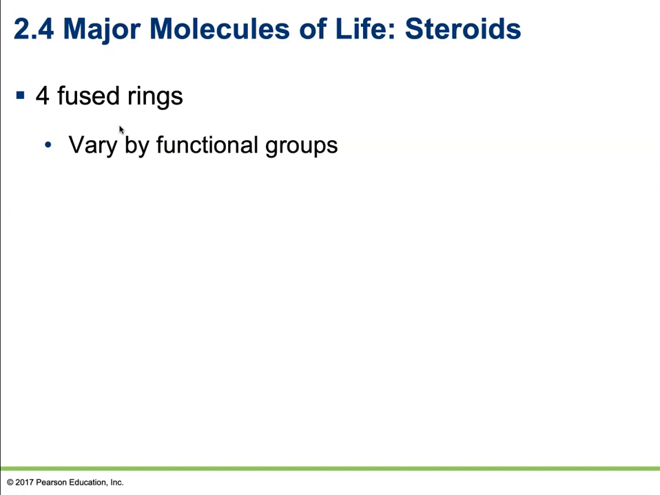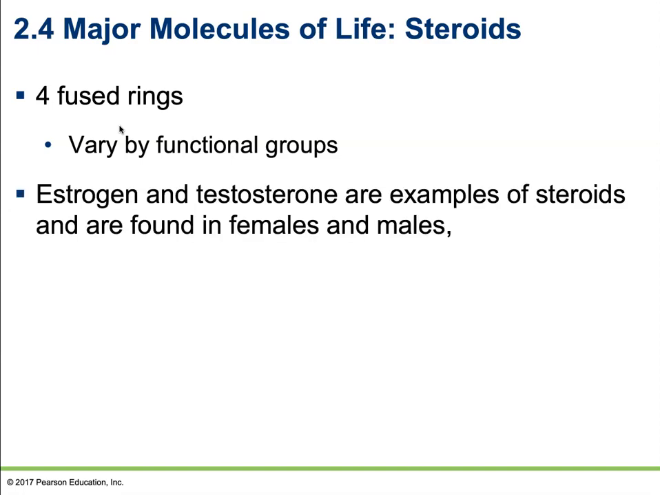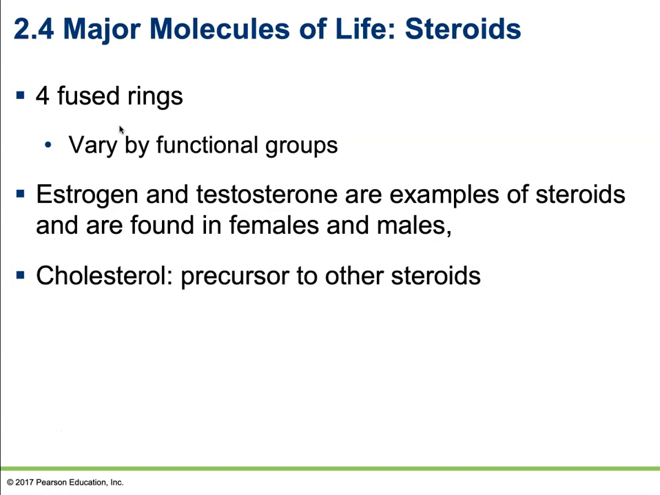They're going to vary based on their functional groups, and this is something that's pretty interesting. The functional group is going to be a small attachment that's going to completely alter the purpose of that molecule. So, for example, estrogen and testosterone are examples of steroids that are found in males and females. However, both of these arise from the precursor cholesterol.